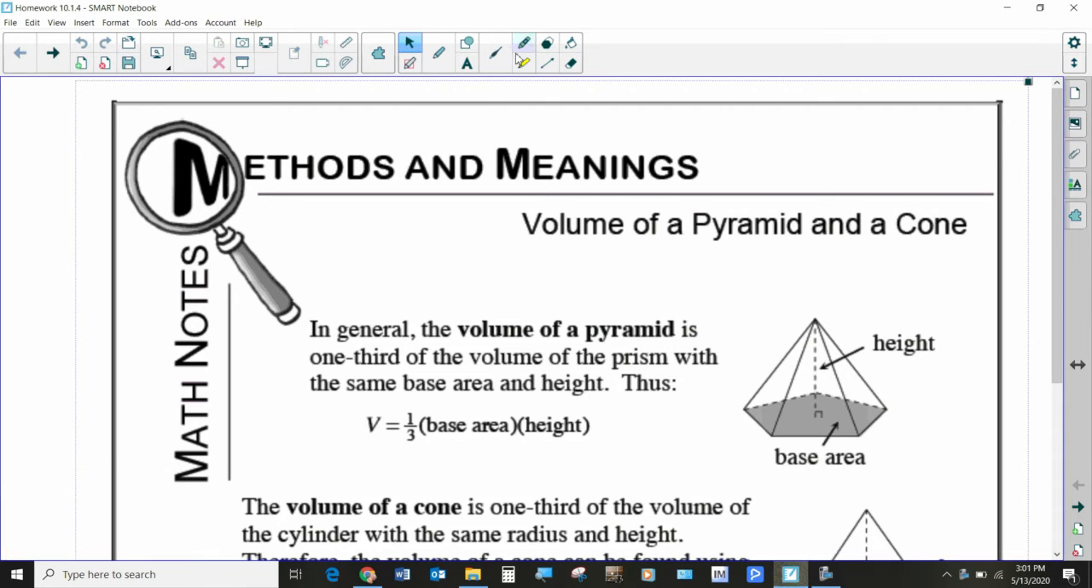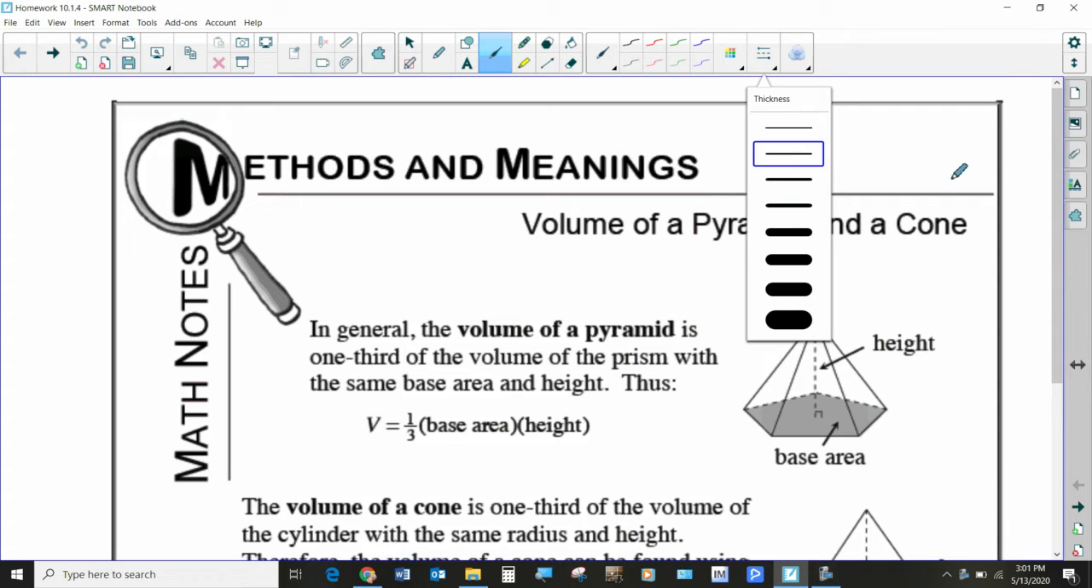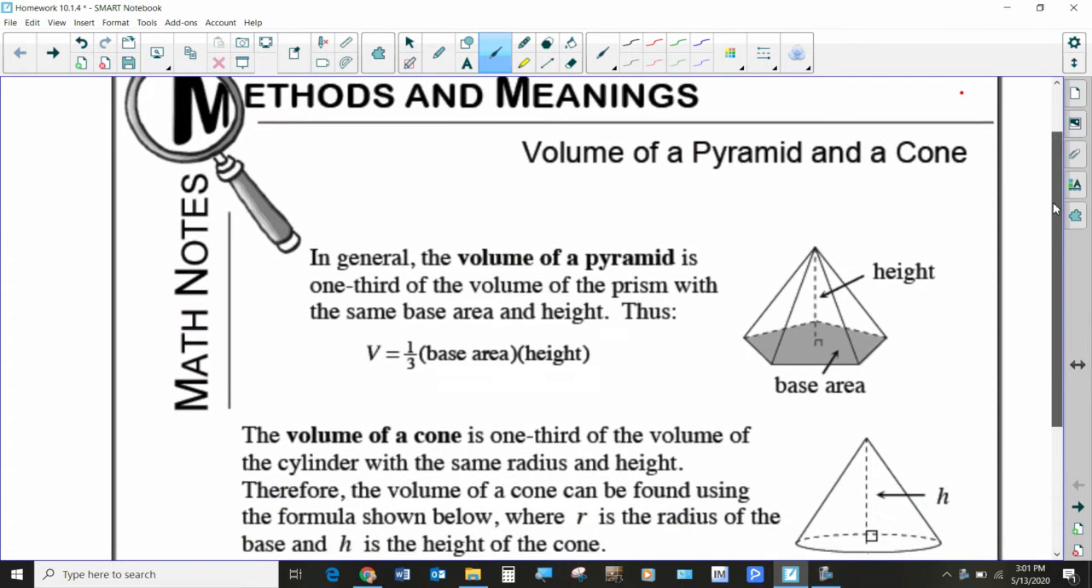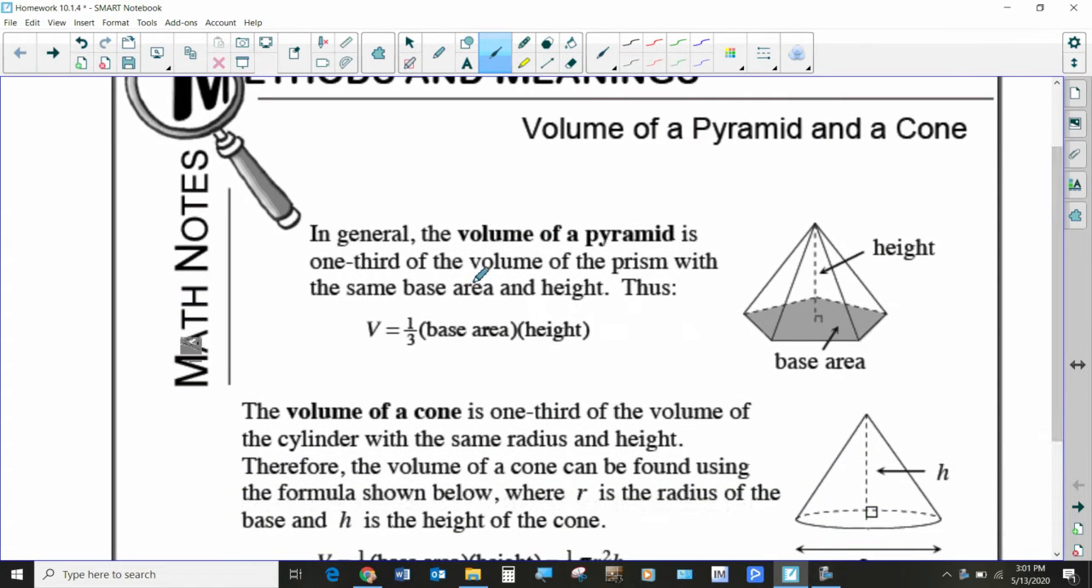Alrighty, let's take a look at the homework for yesterday. So here is the formulas. The formula for the volume of any pyramid or cone. We looked at this on Monday, where I took water and filled up a cone, and then poured it into a cylinder that had the exact same height, the exact same base area, and it went up exactly 1/3 of the way.